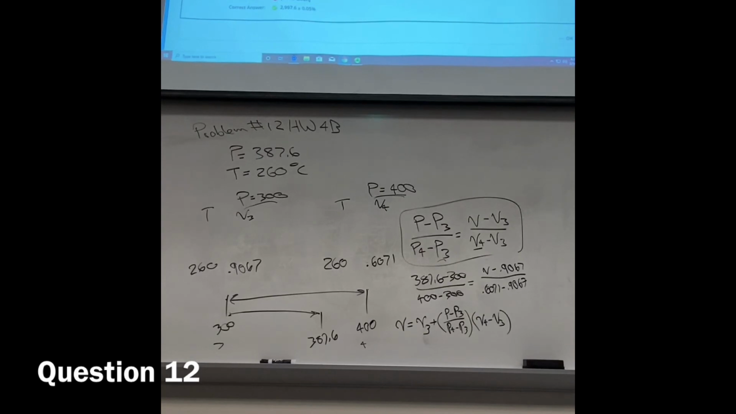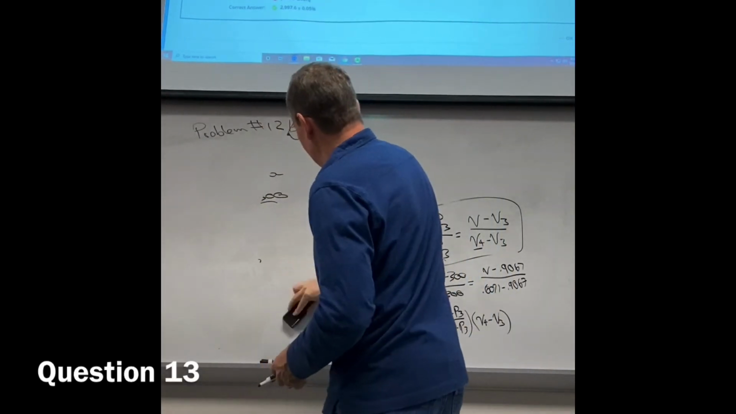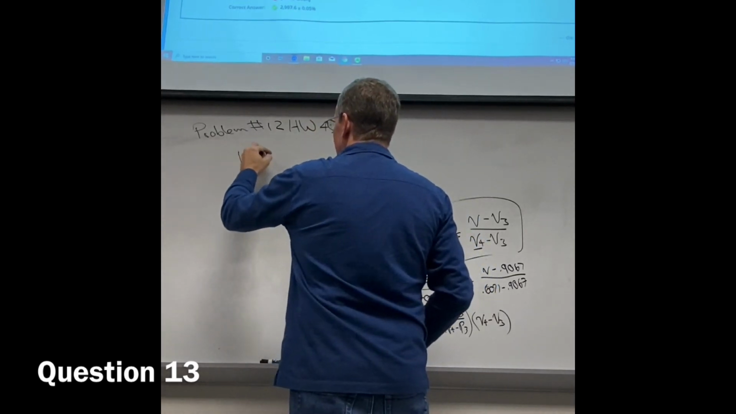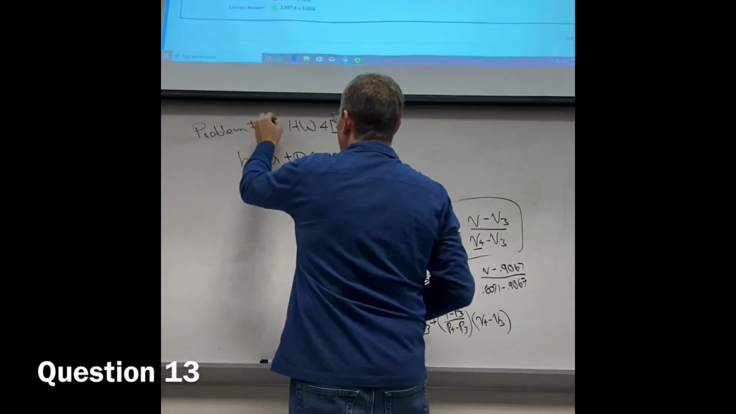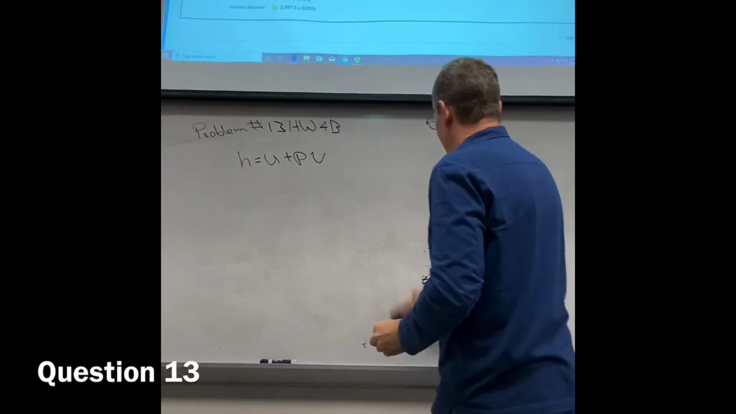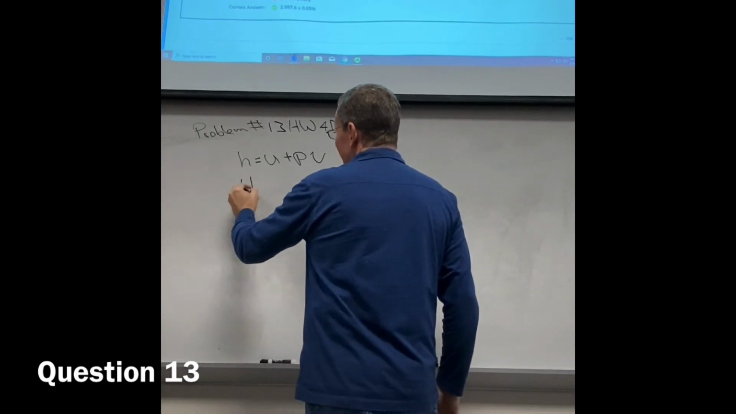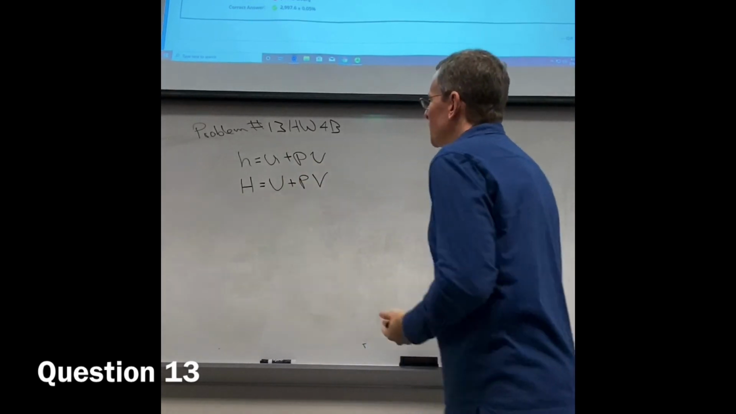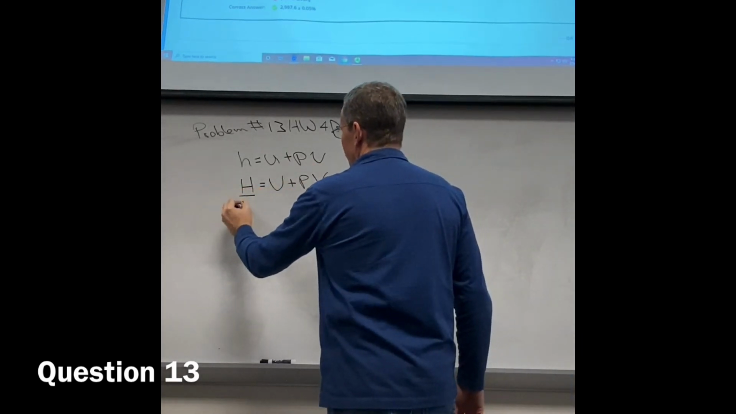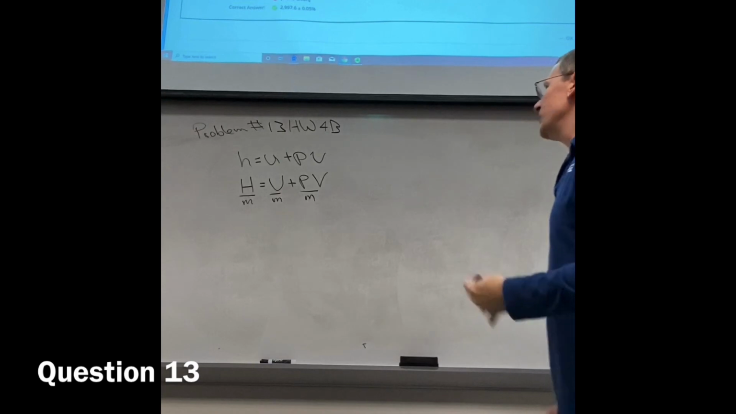calculate the specific enthalpy of a substance given the following data. This is just to remind you that enthalpy equals U plus PV. Problem 13. Specific enthalpy equals specific internal energy plus pressure times specific volume, or enthalpy equals internal energy plus pressure times volume. Those are both true because all I have to do is divide this by M and I get the first equation. So both of those equations are valid.